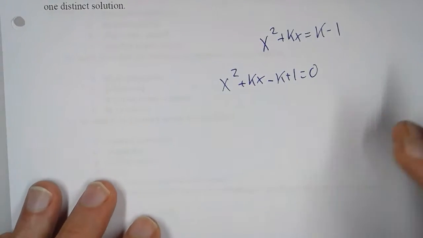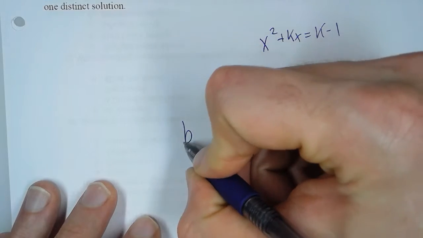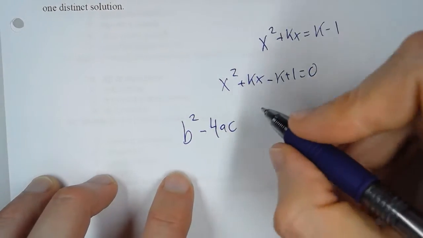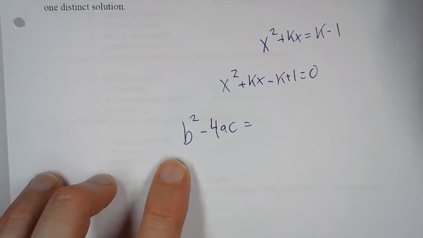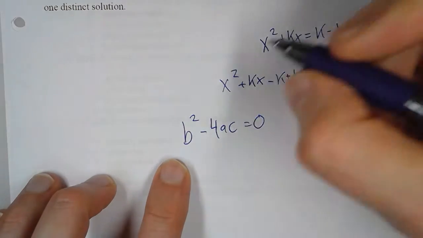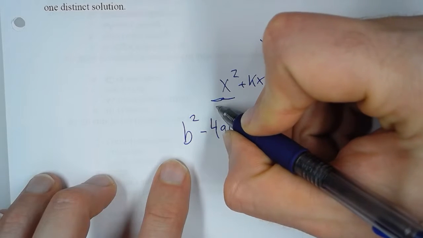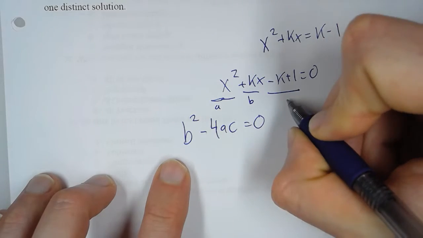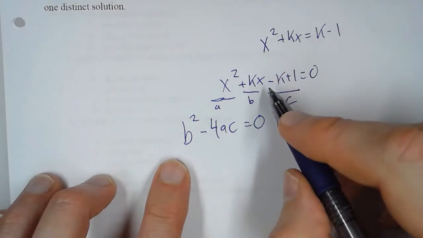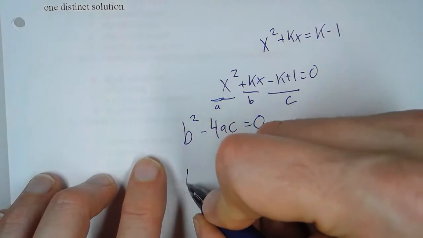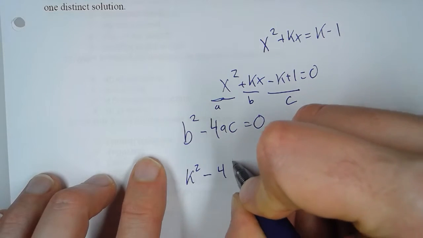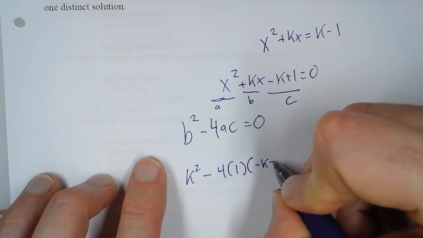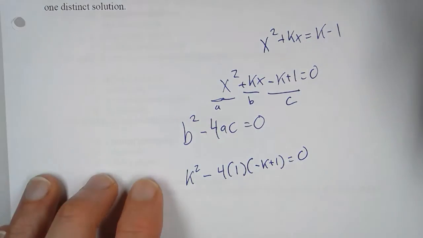And now when that happens, the discriminant, b squared minus 4ac, that's part of the quadratic formula, is going to equal 0. So the number in front of x squared is a, the number in front of x is b, and this quantity here is c. So if we plug this in, k is b, so k squared minus 4 times a, which is 1, times c, which is this whole thing, negative k plus 1 equals 0.